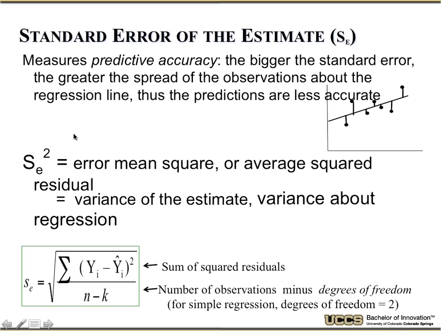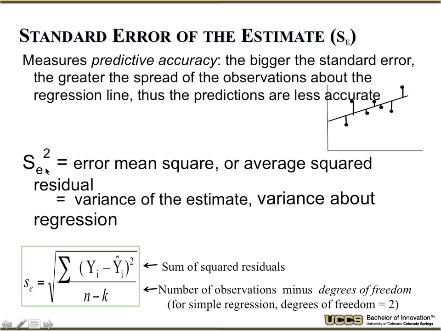Gives us those two. Okay, so the standard error of the estimate, which measures the predictive accuracy: the greater the standard error is than the spread of observations on the line, the less accurate the predictions are.